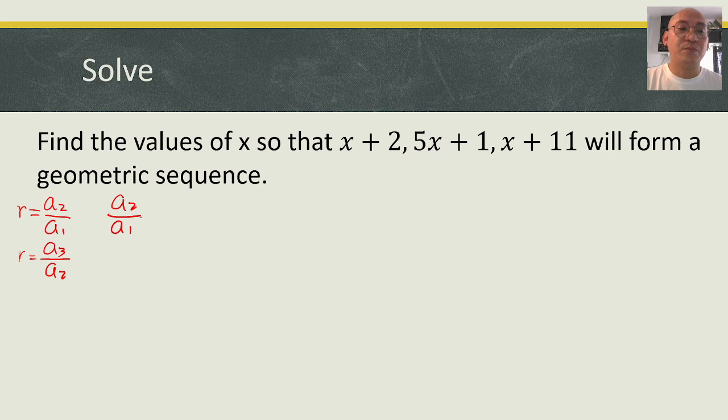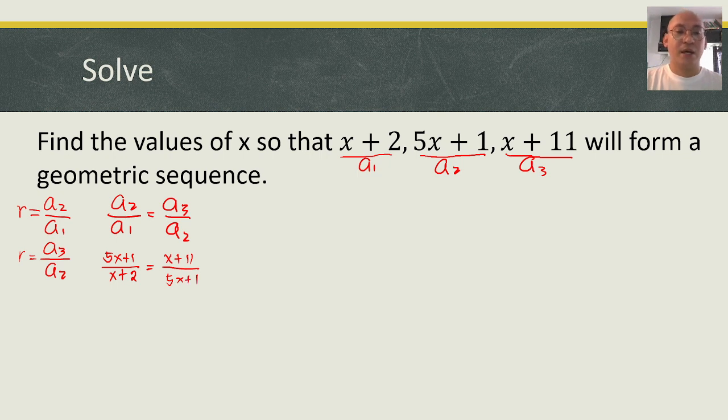So we have a sub 2 over a sub 1 is equal to a sub 3 over a sub 2. We can now substitute the values of each term into the derived formula. So x plus 2 will be our first term, 5x plus 1 our second term, and x plus 11 is our third term. So a sub 2 is 5x plus 1 divided by a sub 1, which is x plus 2, equals a sub 3, x plus 11, divided by a sub 2, 5x plus 1. The next process is we will cross multiply.